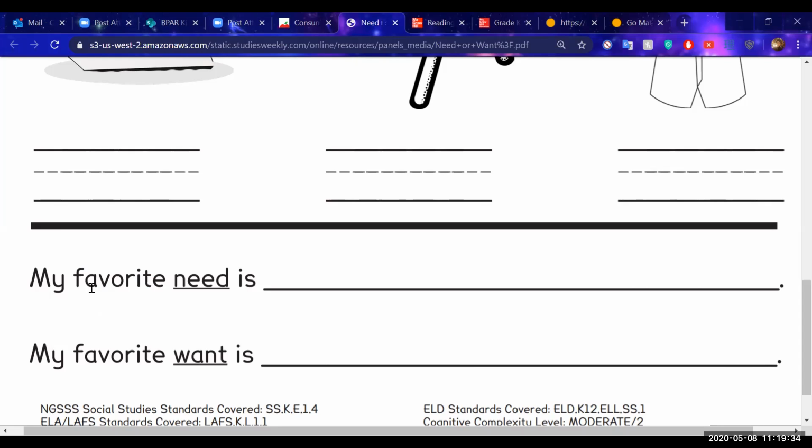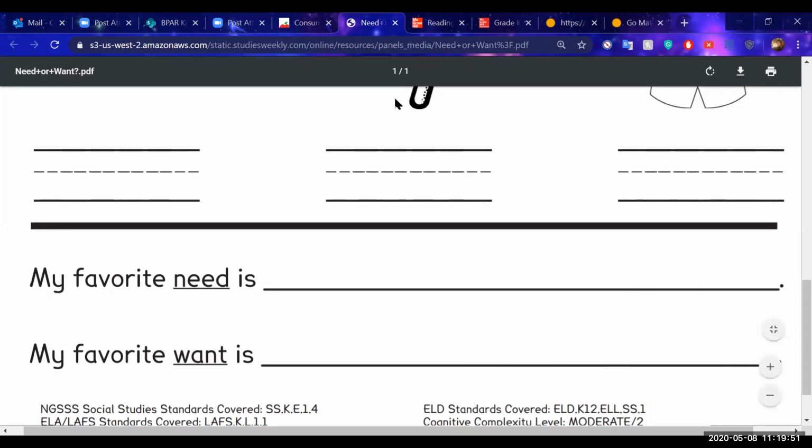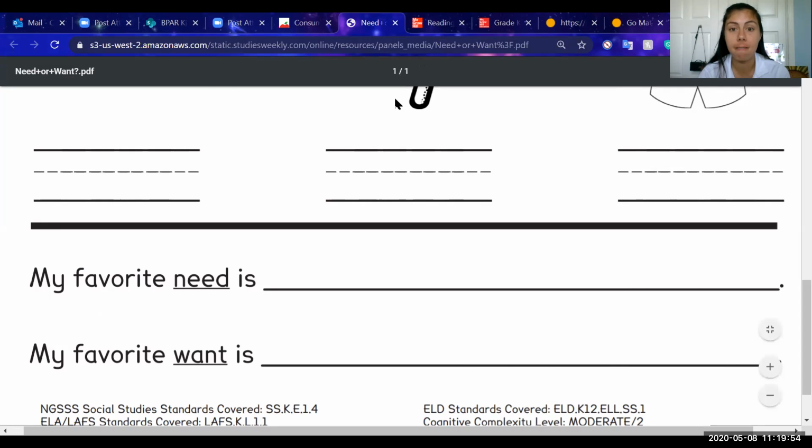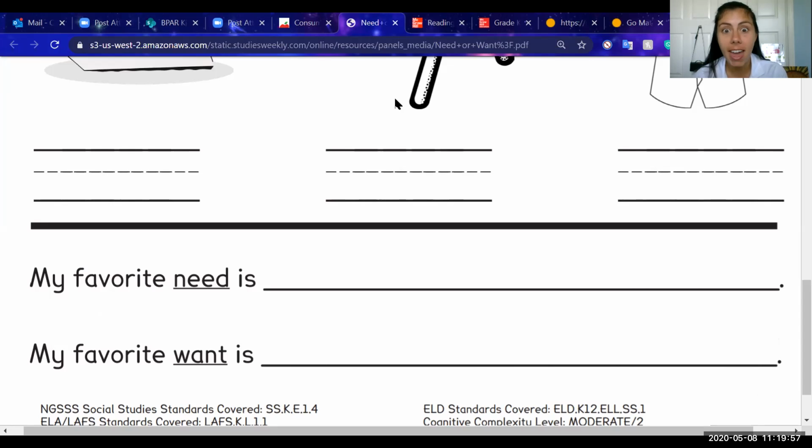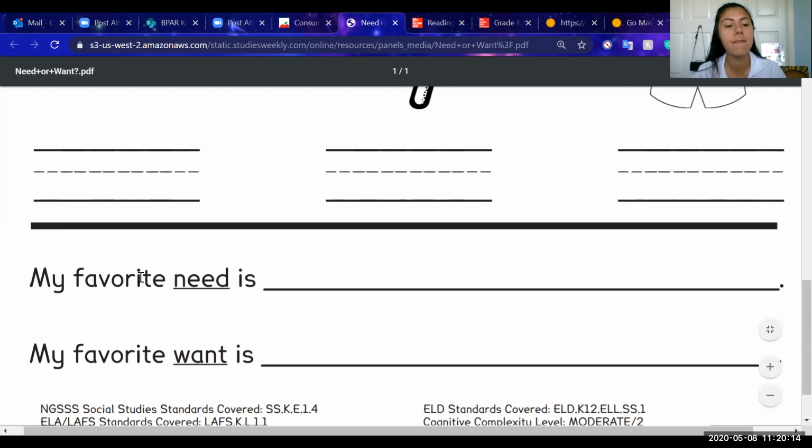So A, fay. V makes the V sound. Fave. Knowing that, what do you think this word might be? Knowing that so far it says fave, what do you think this word might be? What word begins with fave? My fave. Favorite. The word favorite begins with fave. Great job. My favorite.